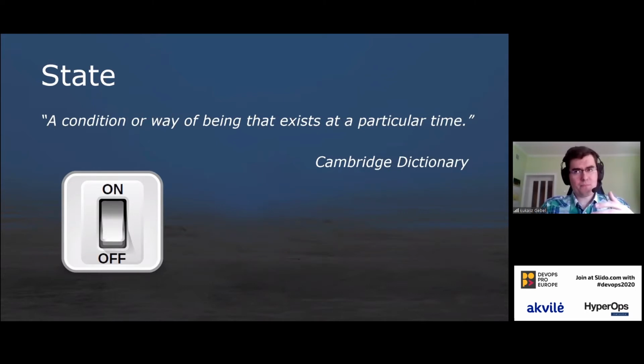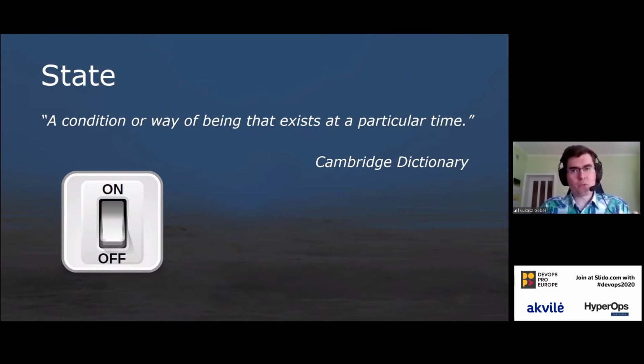So let's start with defining state. Probably intuitively, all of us know what state means. However, it's quite a primitive and natural idea, and it's quite hard to define. According to the Cambridge Dictionary, state is a condition or a way of being that exists at a particular time. Like the state of a light switch, it can be on or off at a particular time. Also, people are in some kind of states. We may be happy, interested, and so on.